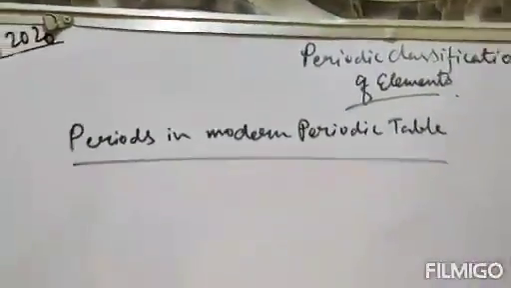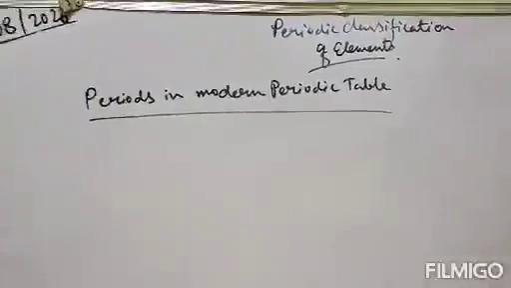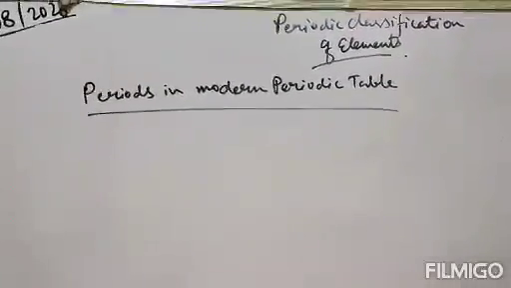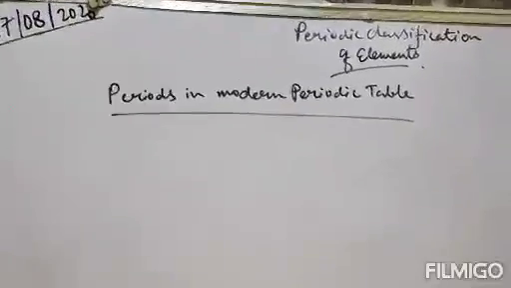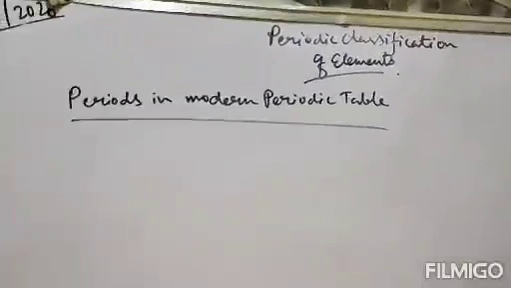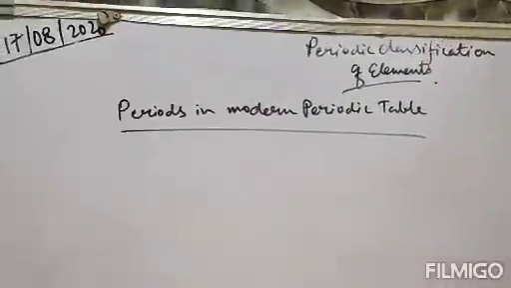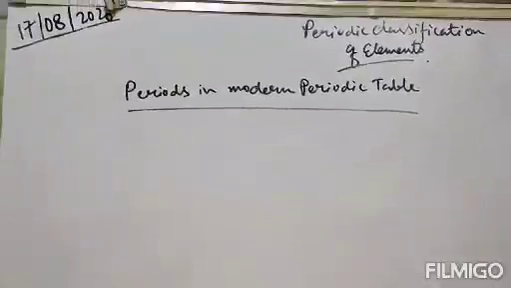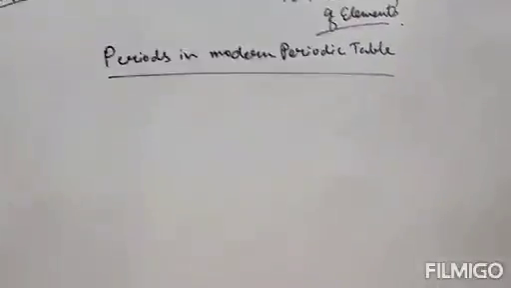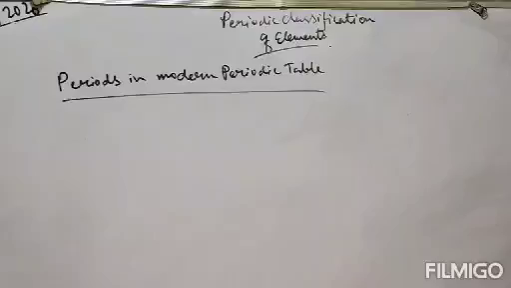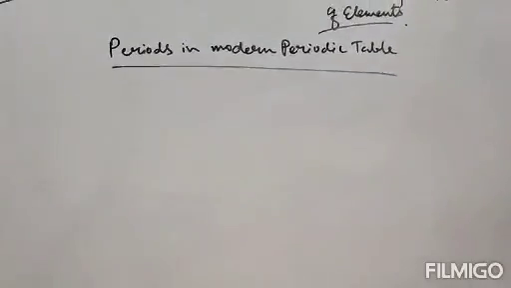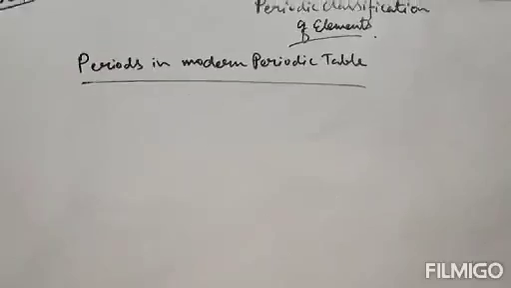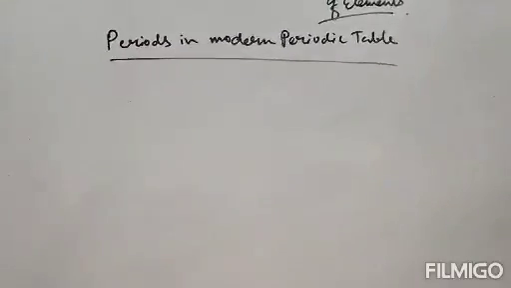Now see, elements that are present in the same period have the same number of shells. That means the number of shells doesn't change. On moving downwards, that is group-wise from top to bottom, new shells are continuously added. But if we move from left to right in a period, the number of shells remains the same for the elements present in the same period.